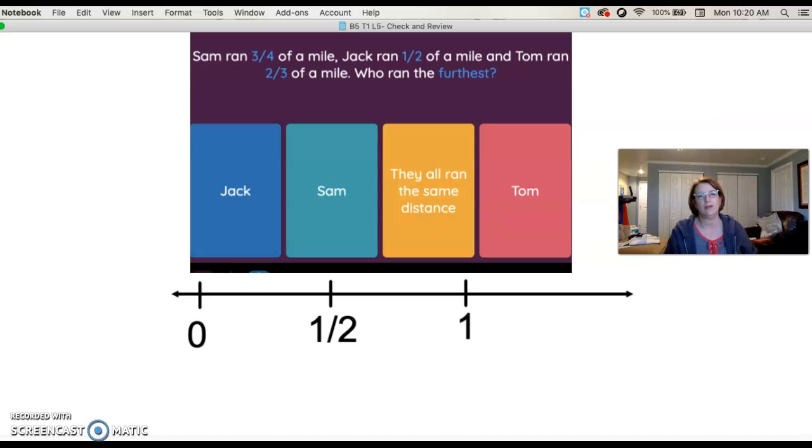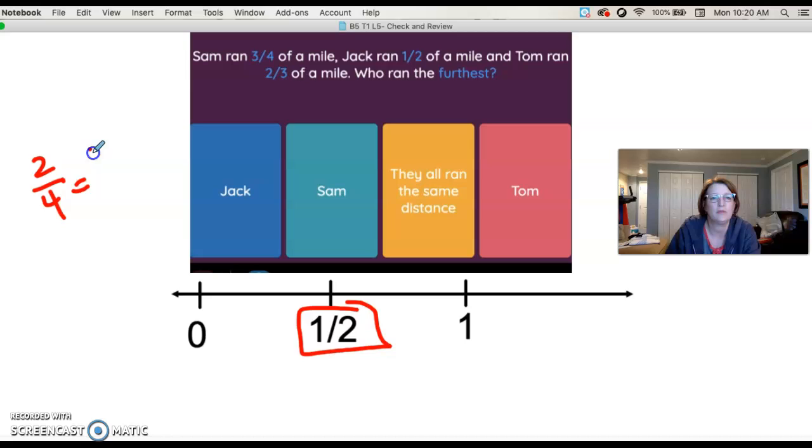All right. Susan ran 3/4 of a mile. Jack ran 1/2 of a mile. And Tom ran 2/3 of a mile. Who ran the furthest? So we've got Jack here. We've got 1/2. If we think about fourths, 2/4 is a half. So Susan going 3/4 is more than a half. And then we've got 2/3.